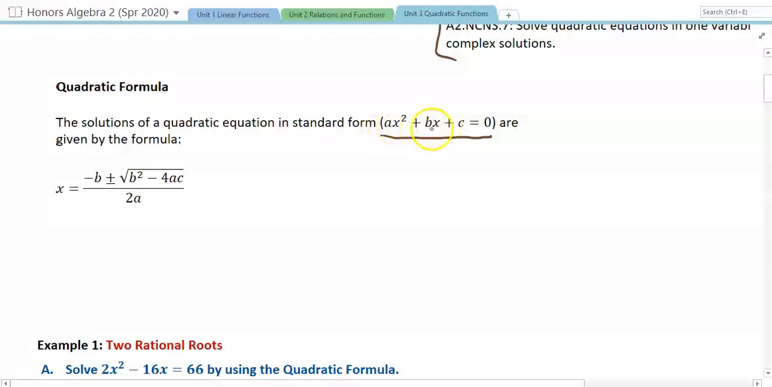Okay, and so we're going to use this, and so remember the a is in front of the x squared term, the b is in front of the x, the c is the constant, and it has to be set equal to 0 for this to work, because we're looking for the solutions.